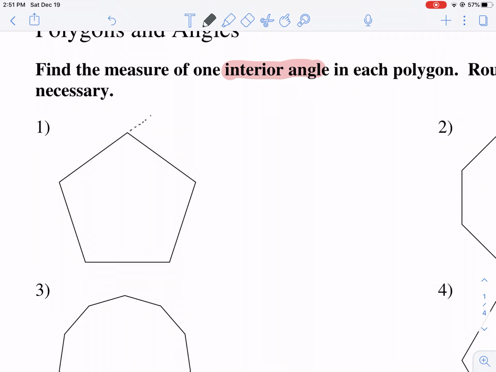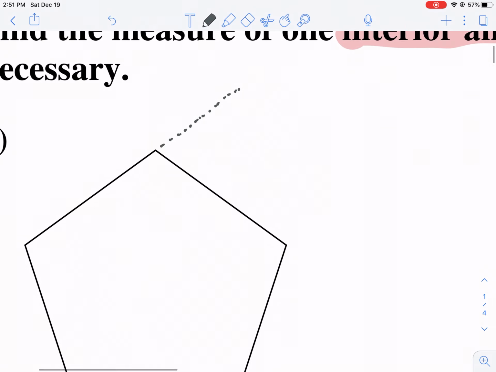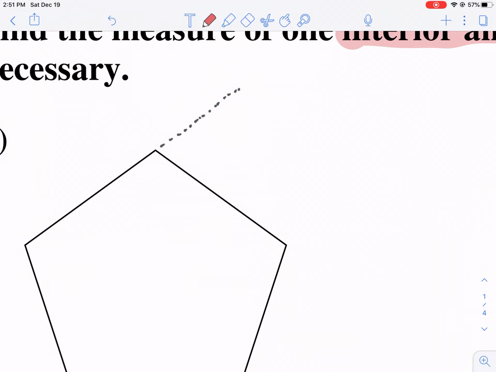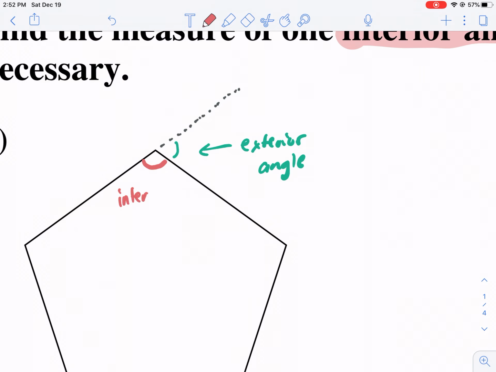When we're talking about interior versus exterior, we can extend a side like that, and it creates a line with 2 different angles. We have this angle right here, and then we have this angle on the outside of the shape. That's the exterior angle. The one on the inside of the shape is the interior angle. That's the one we're talking about when we say interior angle.